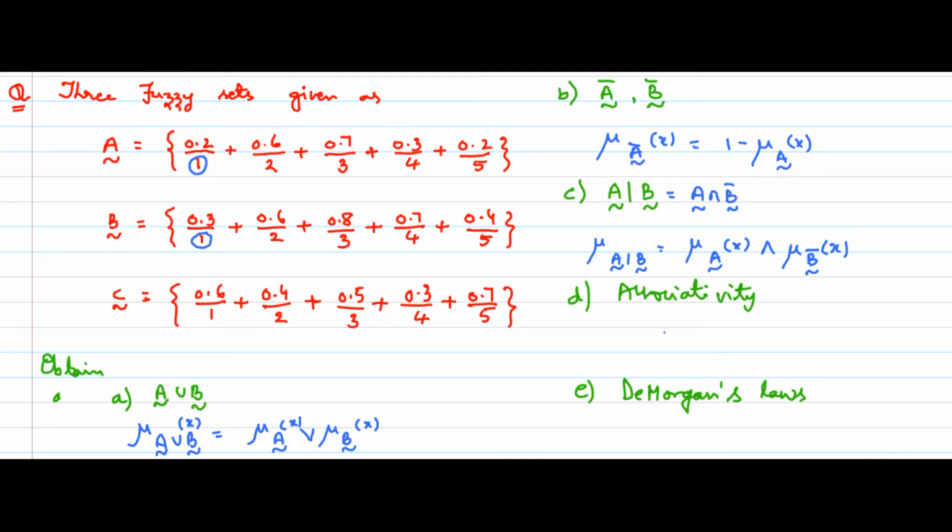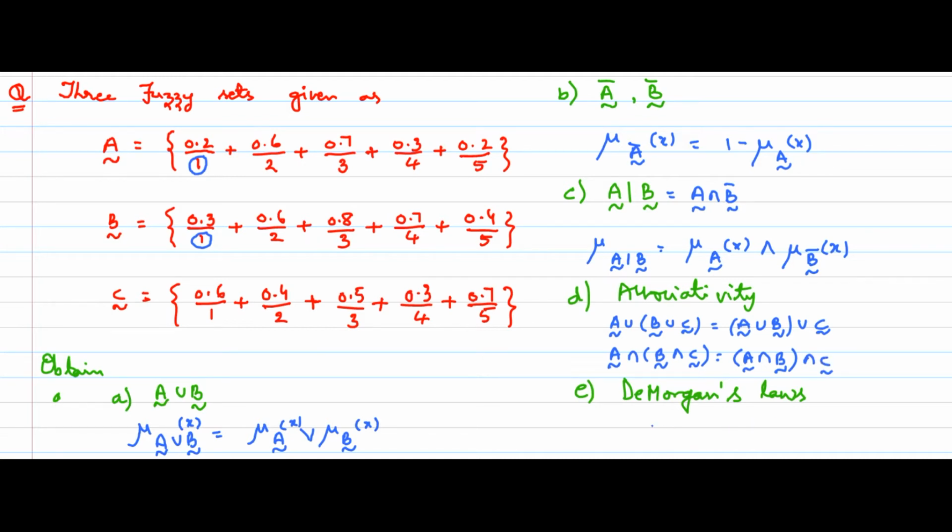Coming to associativity. Associativity can be done in two ways. One is with union and one is with intersection. So if the problem is very big, you can solve any one of them, no issues. So let me write both of them. It is associativity. So A union of B union C is equal to A union B union C. Same thing holds good for intersection also, that is A intersection B intersection C is equal to A intersection B intersection C.